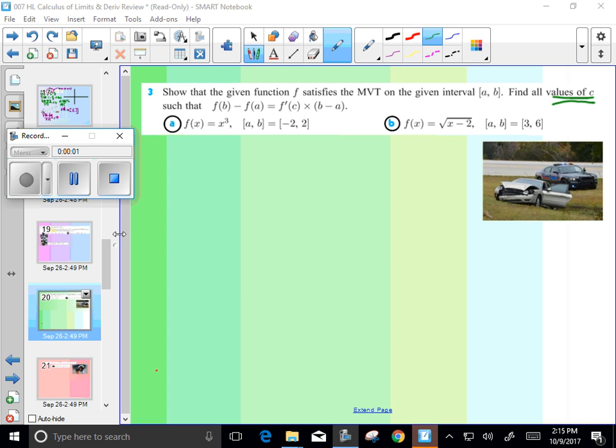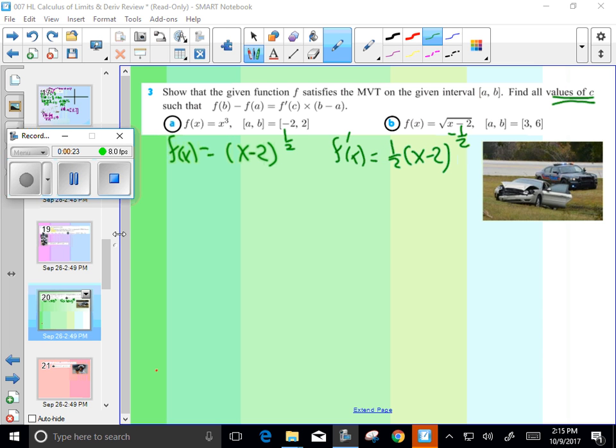One mean value theorem for the road. Part B. So we're looking at f of x equal to x minus 2 to the 1/2. Just for fun, what's the derivative of that function? What is it? 1/2 x minus 2 to the what? Drop it down 1, negative 1/2, good review.